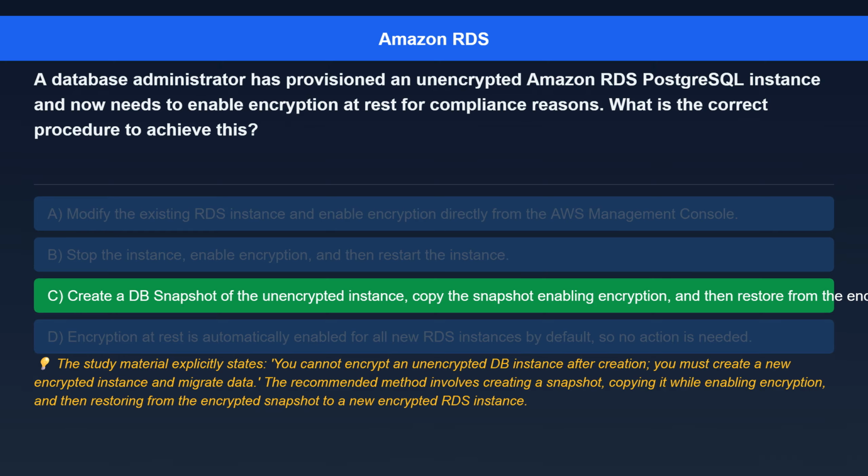The correct answer is create a DB snapshot of the unencrypted instance, copy the snapshot enabling encryption, and then restore from the encrypted snapshot to a new RDS instance. Here's the explanation. The study material explicitly states, you cannot encrypt an unencrypted DB instance after creation. You must create a new encrypted instance and migrate data. The recommended method involves creating a snapshot, copying it while enabling encryption, and then restoring from the encrypted snapshot to a new encrypted RDS instance.